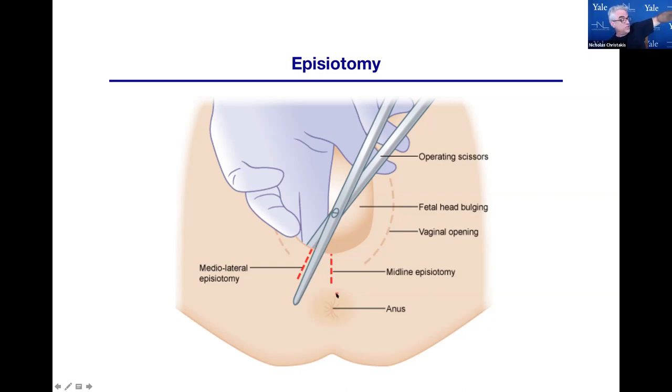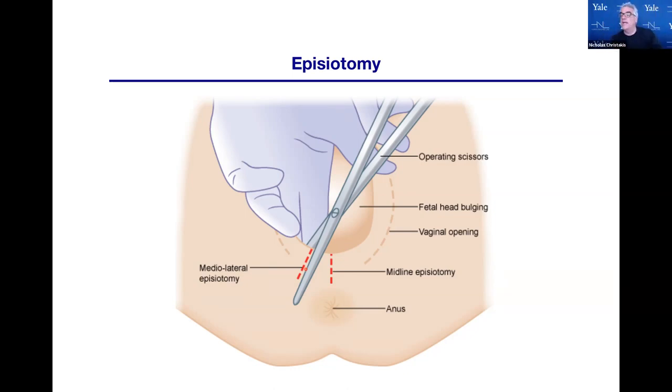You can either cut straight down towards the anus, that's called the midline episiotomy, or laterally, that's called the mediolateral episiotomy. An episiotomy was previously believed to prevent tearing of the vagina as well as damage to the pelvic floor. And it became a routine procedure in the United States for nearly a century. Roughly half of American women have this done to them at delivery. But in the past 10 or 20 years, studies have provided strong evidence that postpartum pain is less with spontaneous lacerations, that is with natural tear.